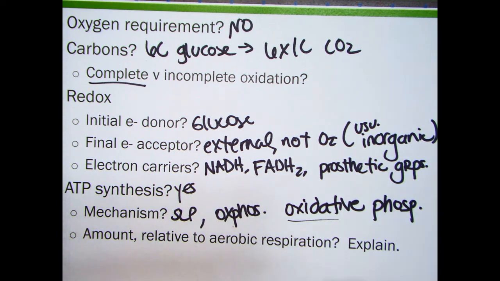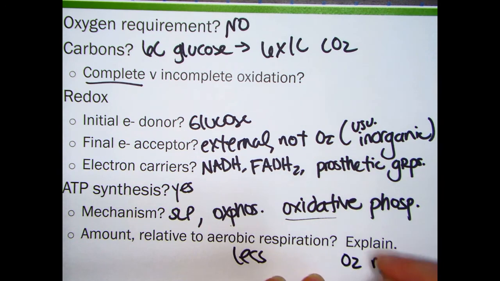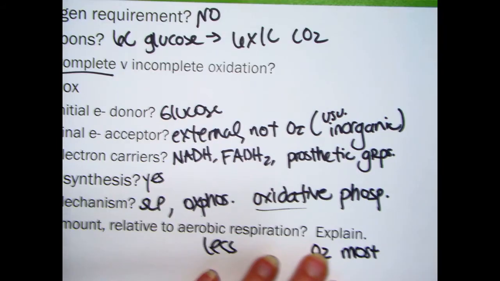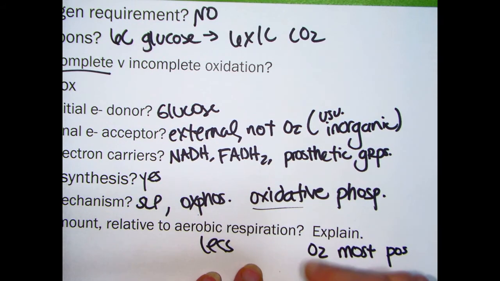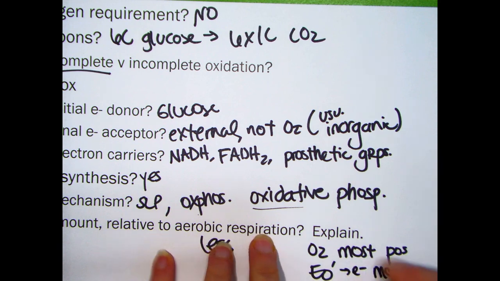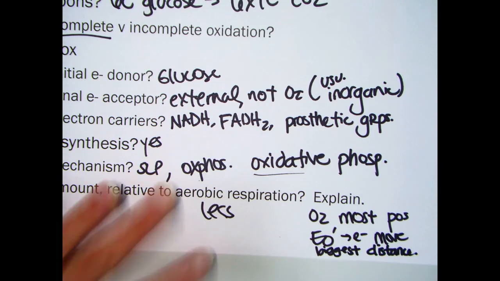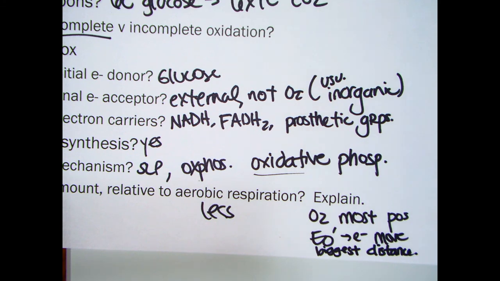So how much ATP would be made? Always less, because oxygen has the most, I always get this backwards and have to look, most positive E naught prime. And so you could explain electrons would move the biggest distance. And if you were working with the chart, then you could draw some arrow to explain this, right? Okay, that is anaerobic respiration.